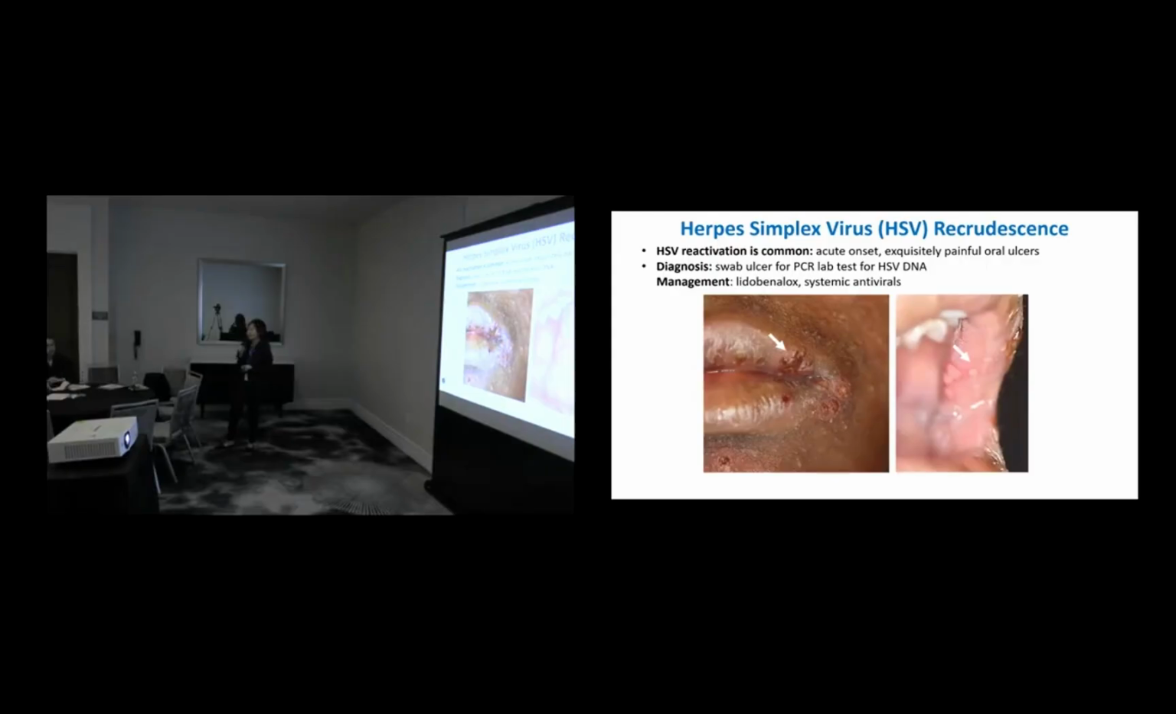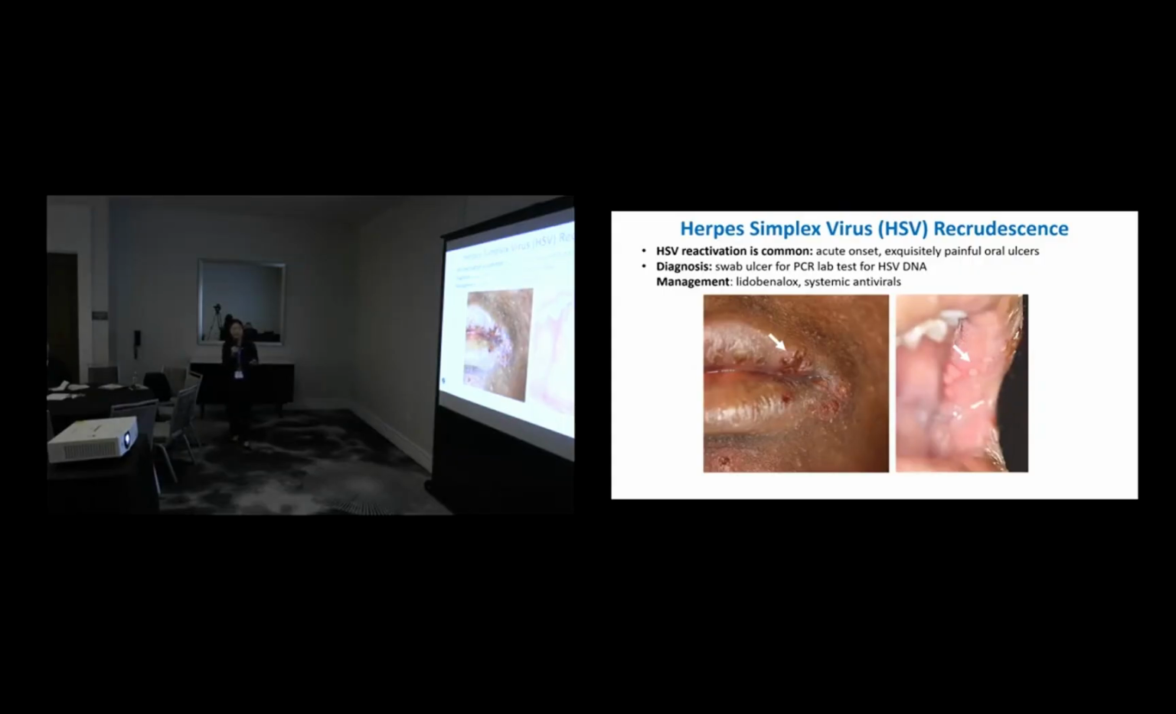Herpes simplex virus reactivation is quite common. There is an acute onset and it's quite painful. Typically, they present around the lips as well as inside of the mouth. This photo is perfect because it shows the roof of that blister before it gets unroofed. And when it gets unroofed, that's when you see that blister that's extremely painful.